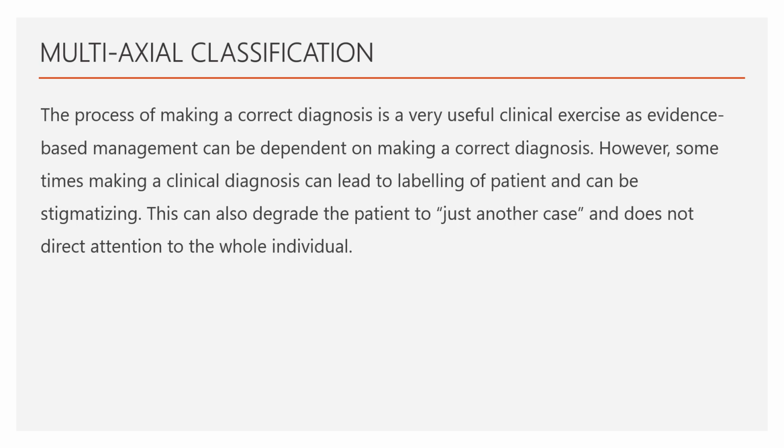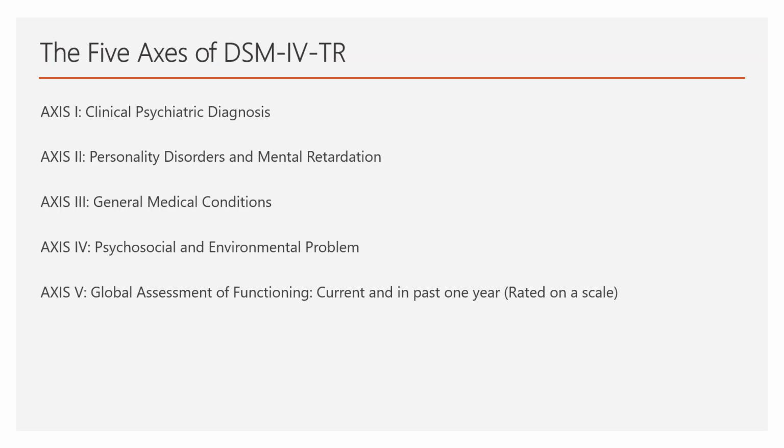So the patient does not get direct attention. The patient does not get attention as an individual. They get attention as a diagnosis. And then we treat it as a case of depression or a case of anxiety. So that is why multi-axial classification came, because we want to make multiple diagnoses, but we want to be clear and we don't want to create confusion also. So in this situation, we came up with a multi-axial classification.